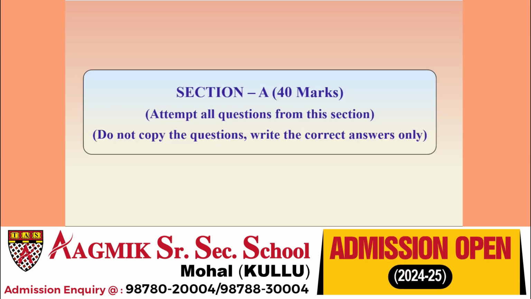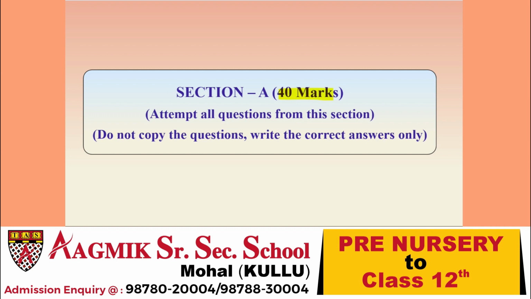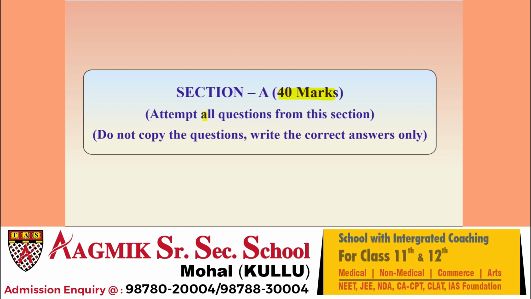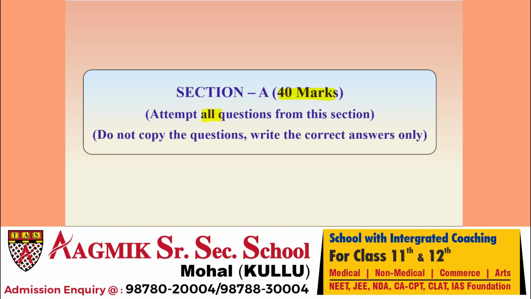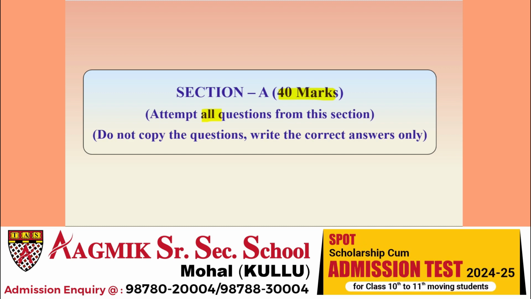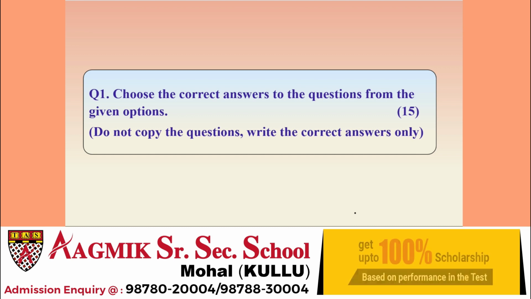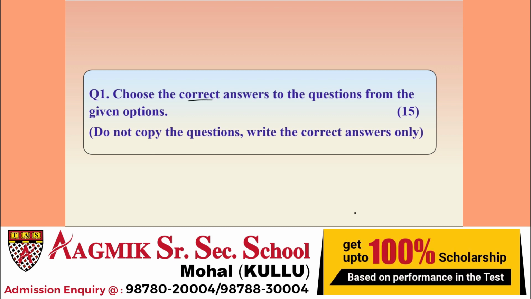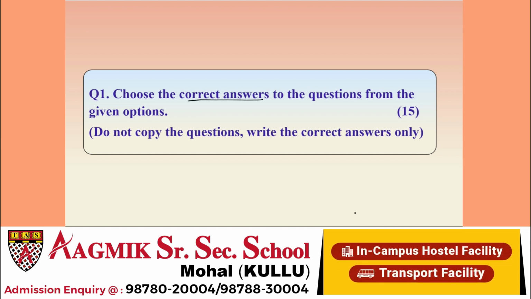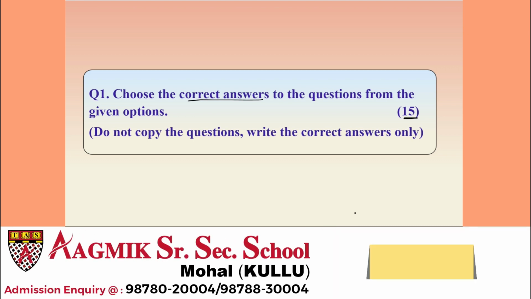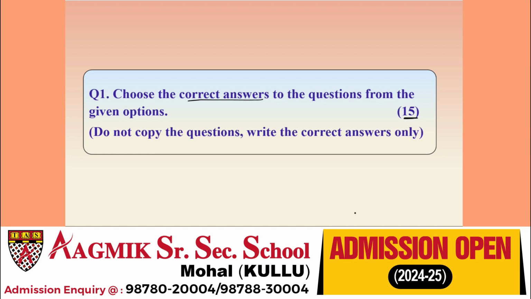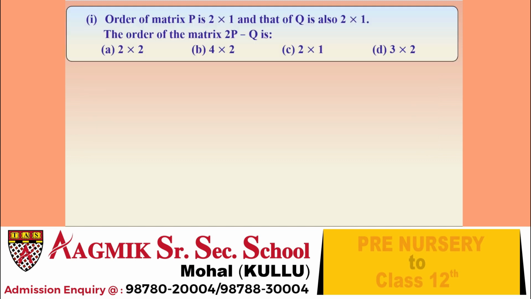So first of all, in section A, we'll have questions containing 40 marks. Attempt all the questions from this section. Do not copy the questions, write the answers only. Now have a look at question number 1. It says choose correct answers to the questions from the given options. Now question number 1 is of 15 marks. Now it is MCQs, that means multiple choice questions. Alright. Now have a look at first part.